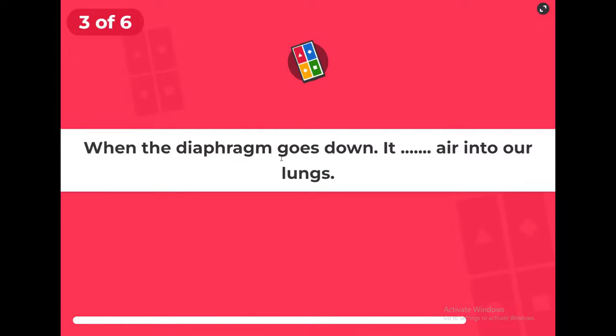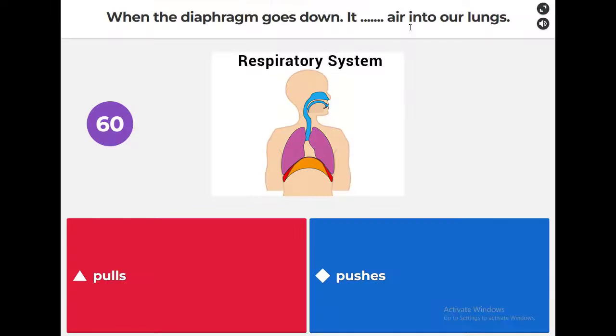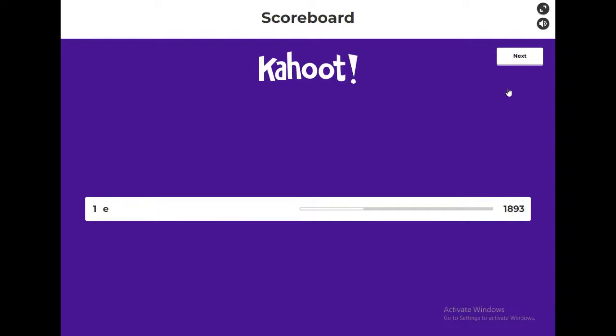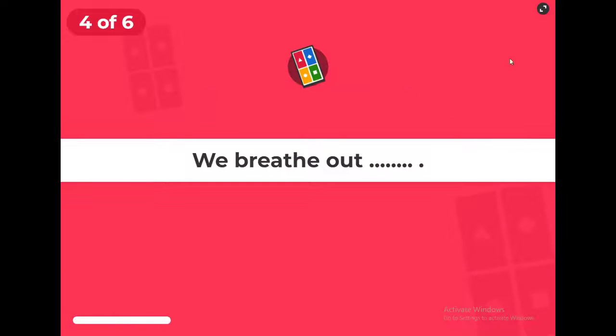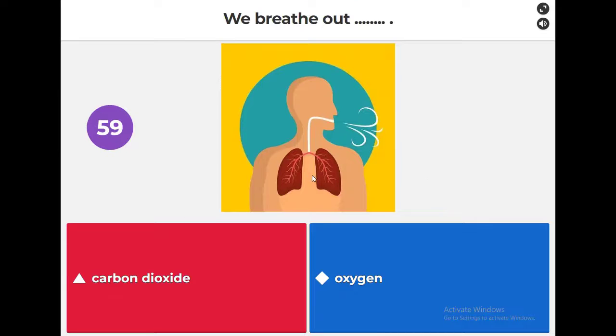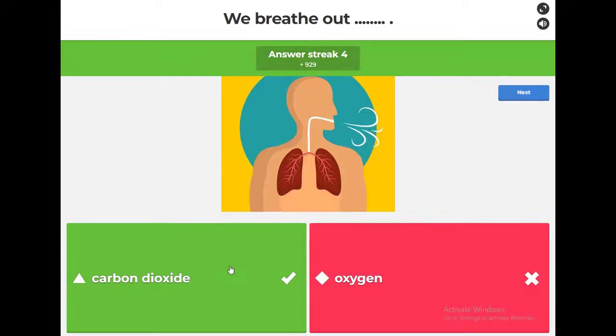When the diaphragm goes down, it pulls air into our lungs. When this diaphragm goes down, what happens to the air? It pulls. We breathe out. We breathe out what? What do we give out of our body? Carbon dioxide or oxygen? Of course, carbon dioxide.